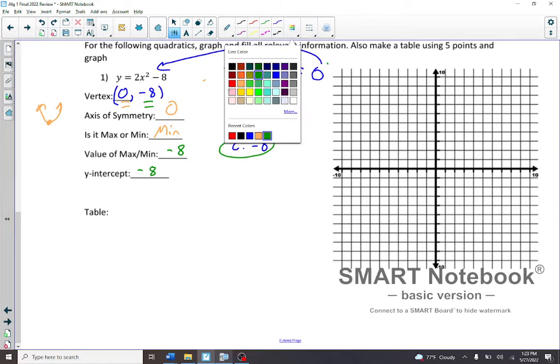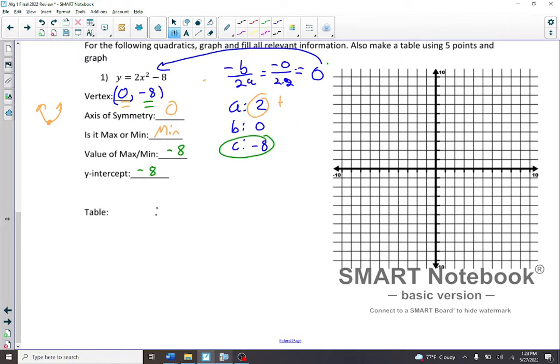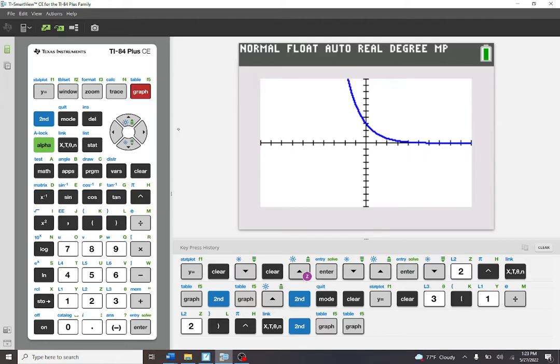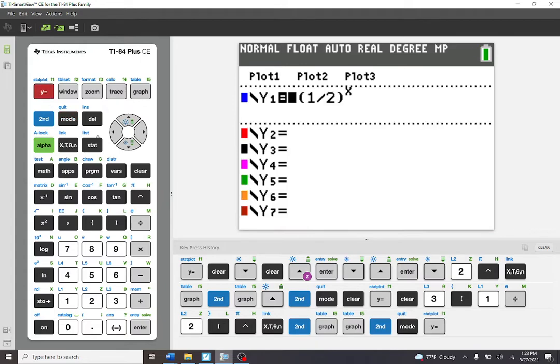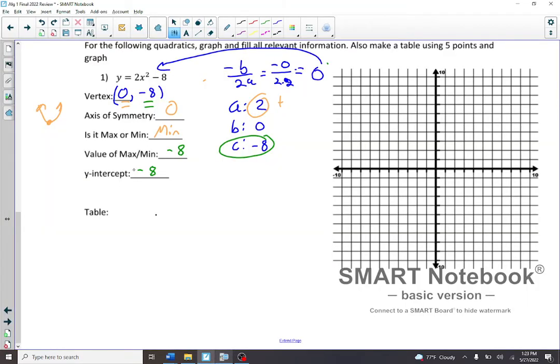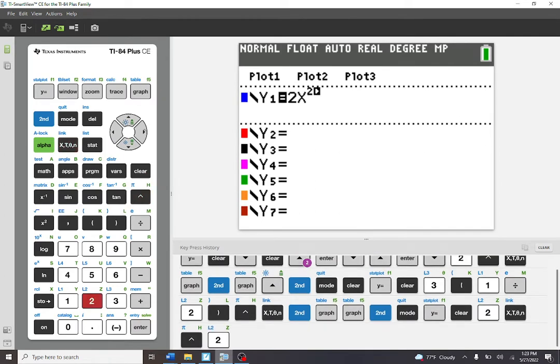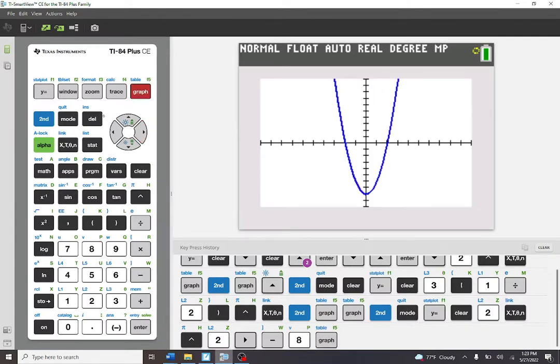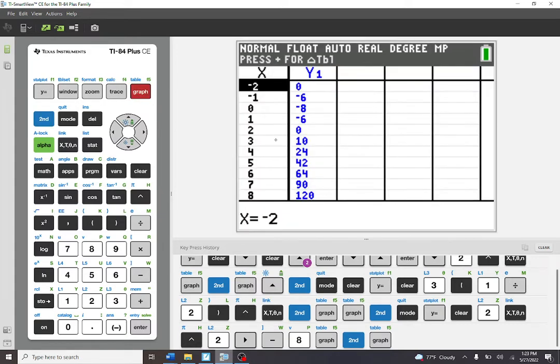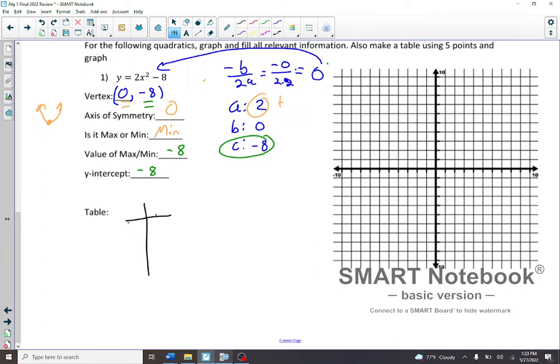Then I'm going to make a table, but again, I can use my advantage. What I could do is just go to my calculator, go to y equals, clear that. Then I'm going to do 2x to the second power minus 8. I could graph it, which is cool, and it looks like it would have a min value. But more important, I can look at my table and just fill it out. So negative 2, negative 1, 0, 1, 2.